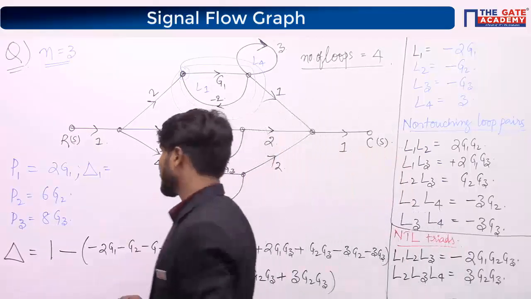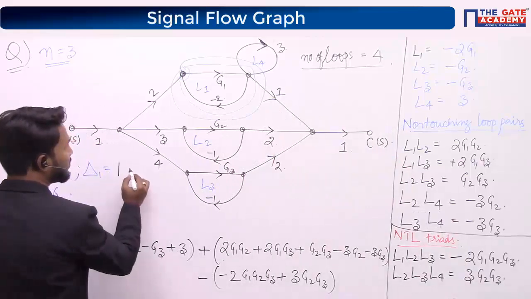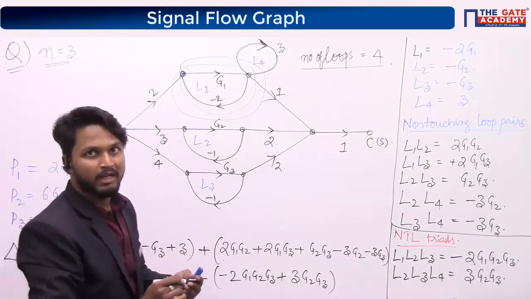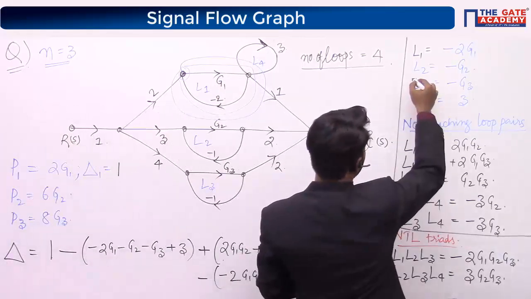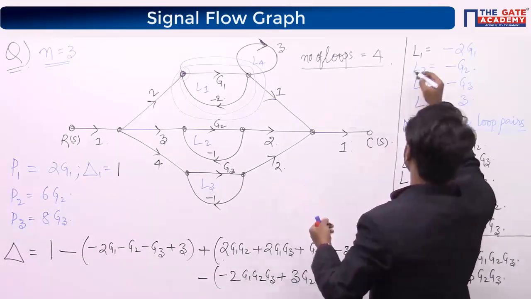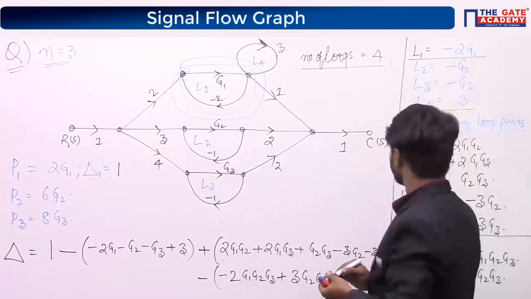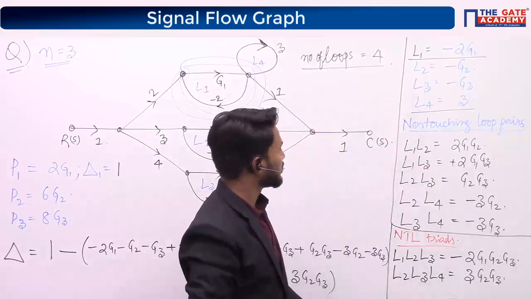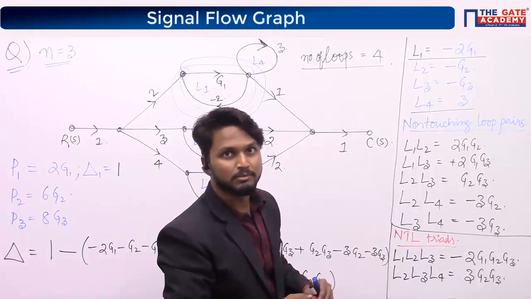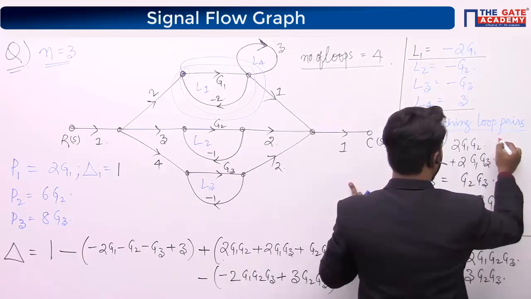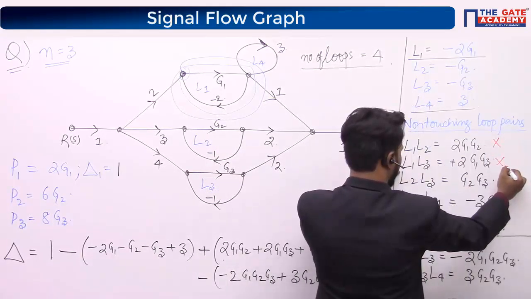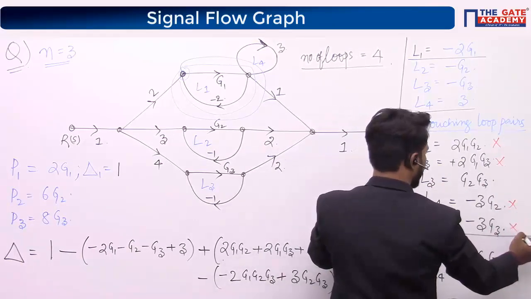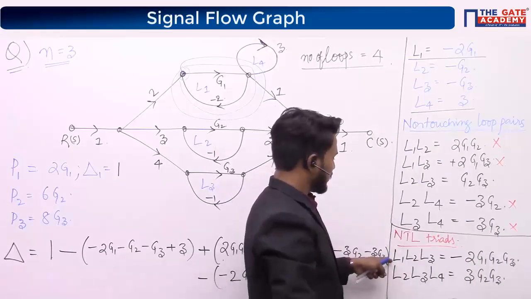While calculating delta 1, you will neglect L1 and L4, they are not at all present. So what are present? L2, L3 are present. So wherever you have L4 and L1, neglect those terms. In this also you have L1. In this also you have L1. In this you don't have L1. In this you have L4. In this you have L4. Just neglect. So in this you have L1.